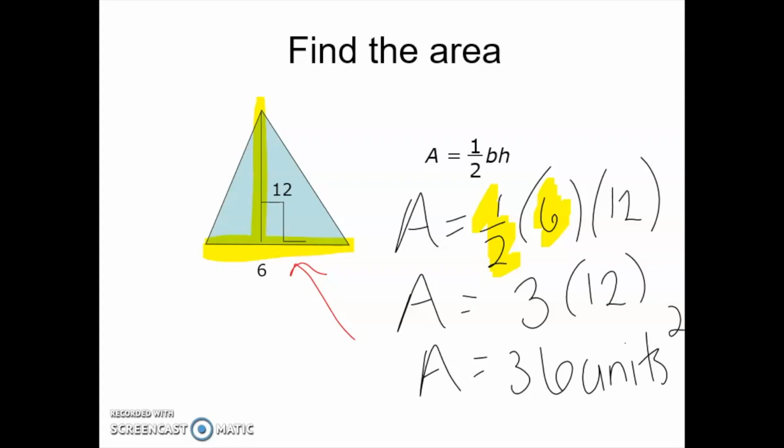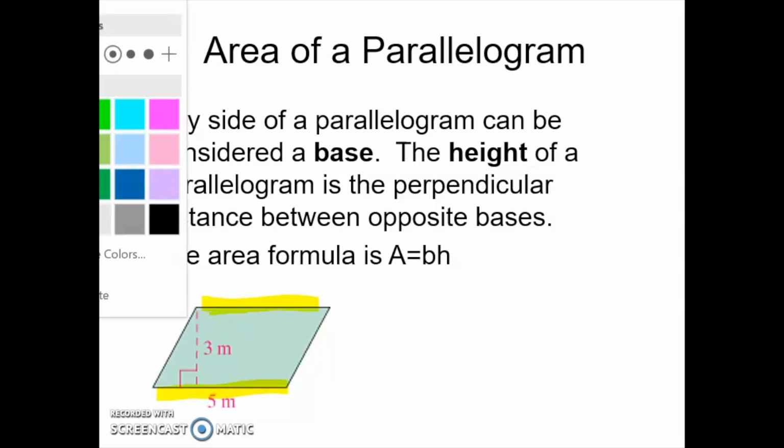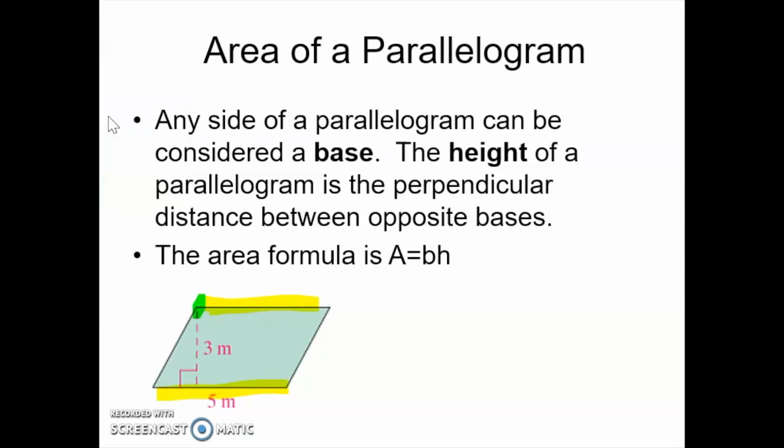Okay, the next shape that we're going to look at today is a parallelogram. So remember back when we talked about parallelograms have two sets of parallel sides. So the top and the bottom are parallel, as well as the right and the left side are parallel. Now this is where we're using the formula base times height. So just like we just talked about in our triangle, we're looking for that right angle. So our base and our height are where we see the right angle. So that 5 and that 3.